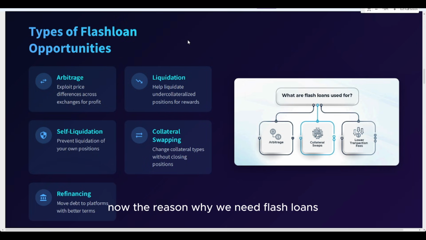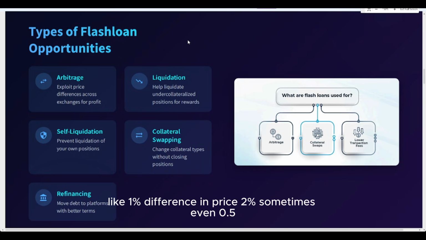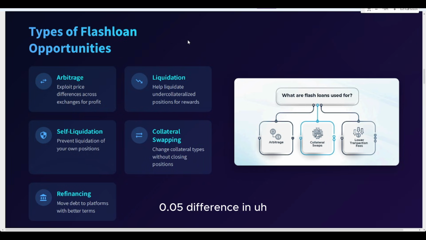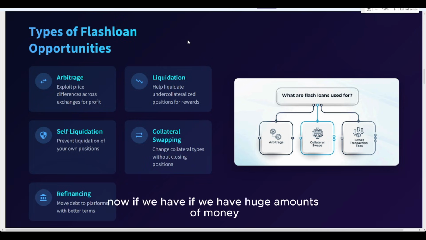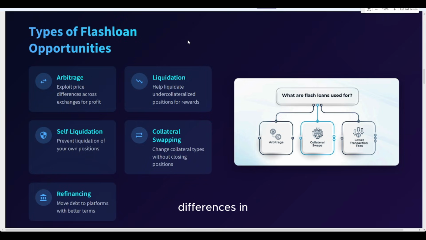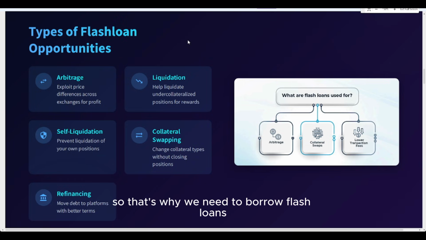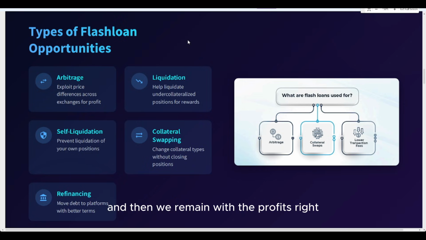The reason why we need flash loans for this is because the difference in prices is usually very small. For example, a 1% difference in price, 2%, sometimes even 0.5 or 0.05. If we have huge amounts of money, we can still make money with these small price differences across different exchanges. So that's why we need to borrow flash loans, and then use these flash loans for an arbitrage opportunity. We repay the flash loan and then we remain with the profits.